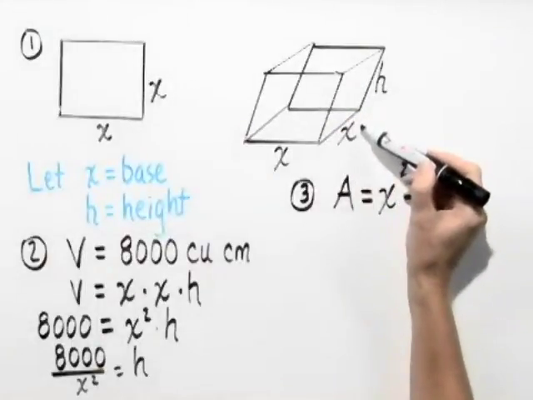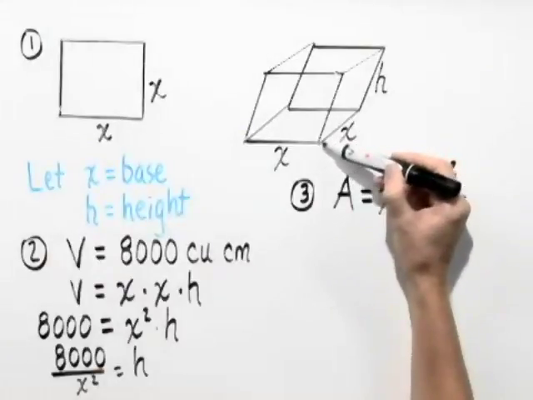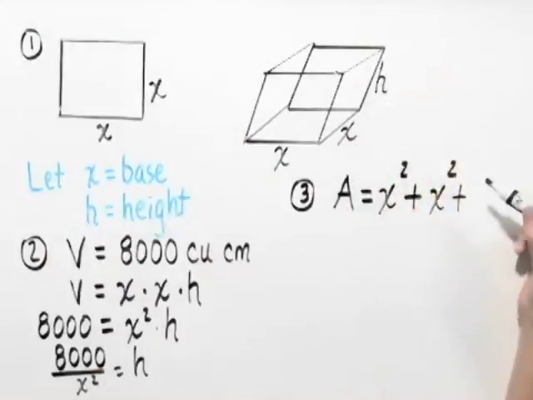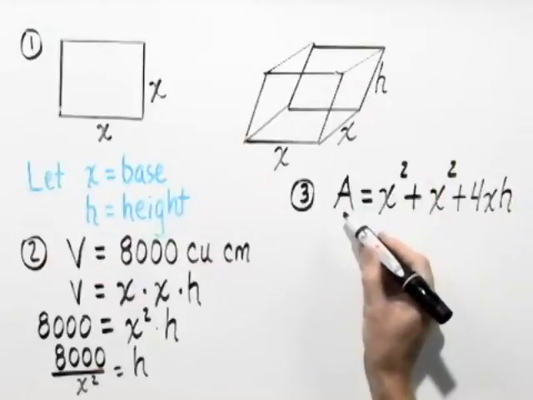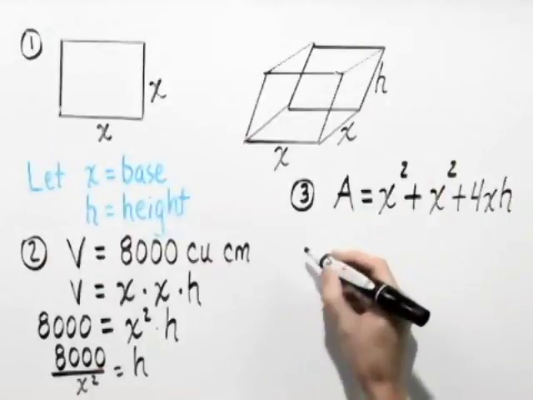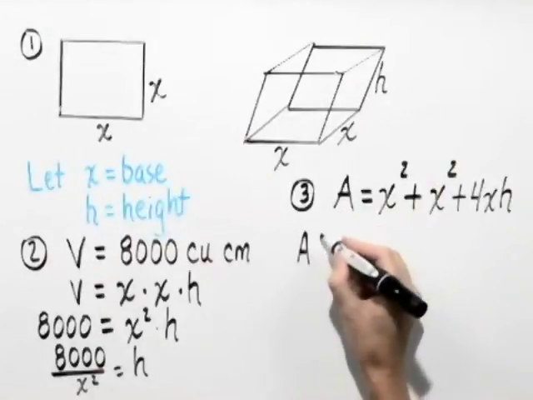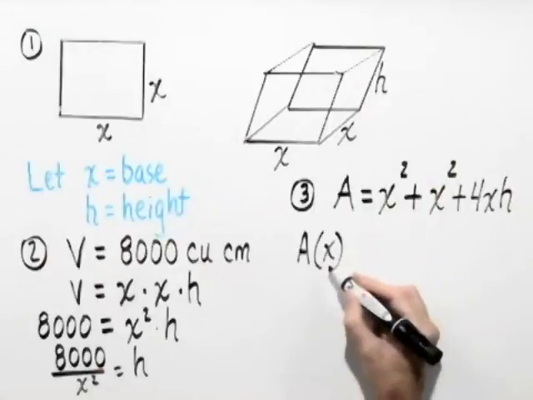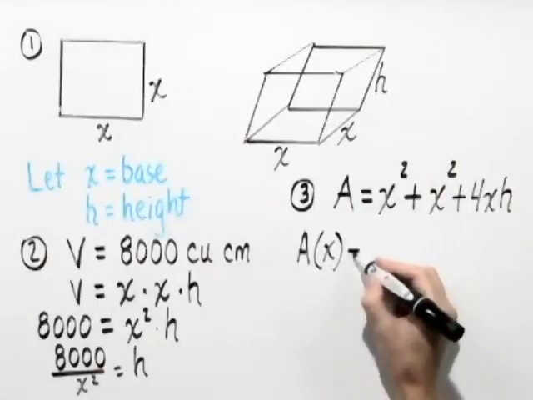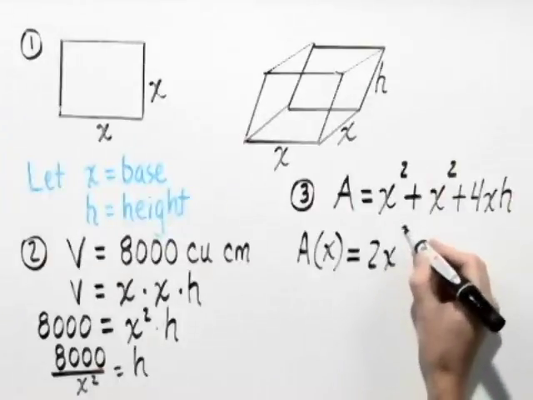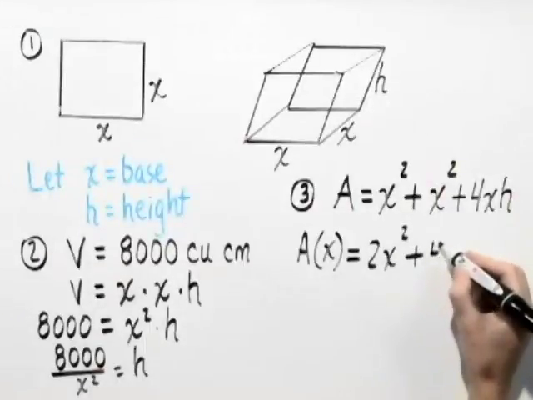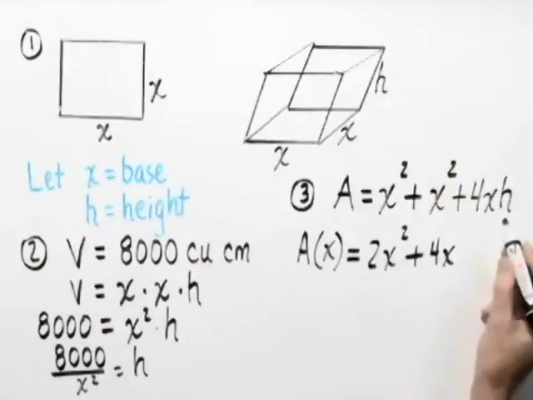Each side is a rectangle that has an area of x times h. Since there are 4 sides on the box, we have 4xh. Now, we want to make sure that we represent our area as a function. So instead of A, I'm going to write A of x, and we want it as a function of x. So we have x squared plus x squared, which is 2x squared, plus 4x times h.